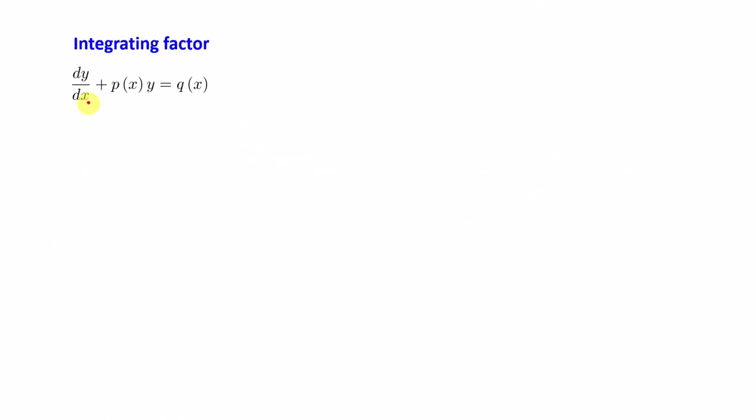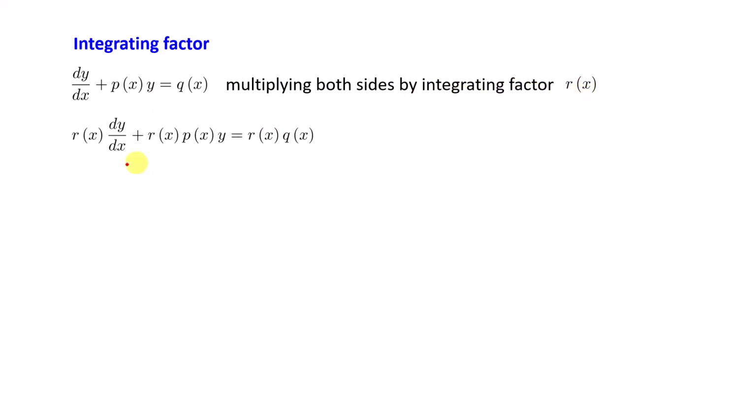For example, this is an equation dy/dx + p(x) y equal q(x). If I can write the left hand side as d/dx of some function, then I can easily solve this. But how do I write that? To do so, I multiply both sides by an integrating factor r(x). So it gives me r dy/dx + r p y is equal to r q.